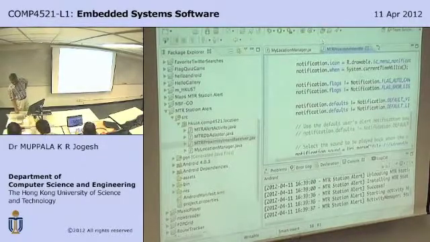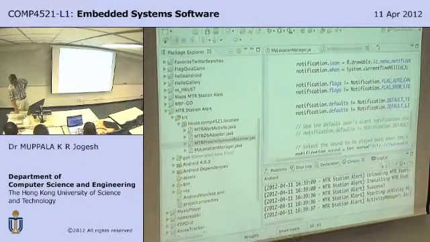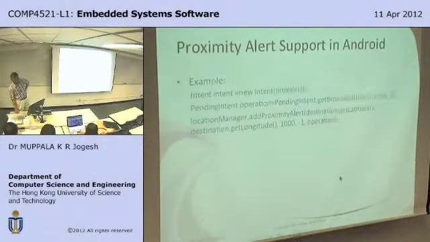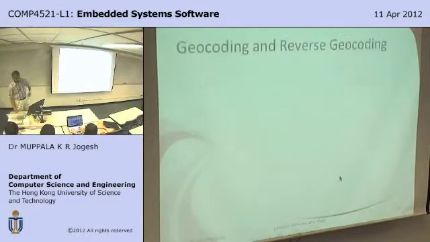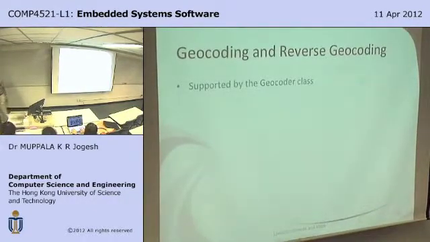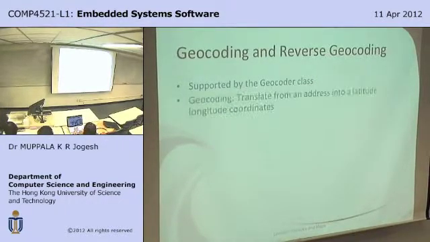Now, getting back to the application, one more feature that is supported is called geocoding and reverse geocoding. This is again related to location, but quite useful. Geocoding and reverse geocoding. What is this useful for?